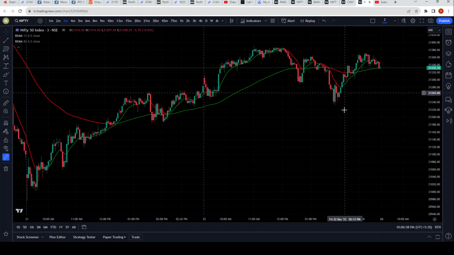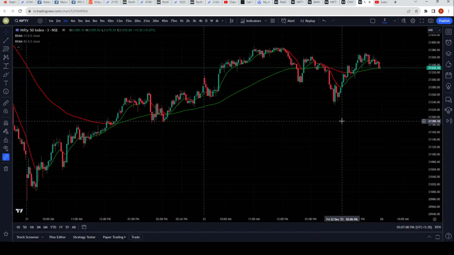So on this day, we entered and exited 4 times, and each time our target was 10 points. Remember guys, in the first month, the idea is not to make money. The idea is not to lose money.